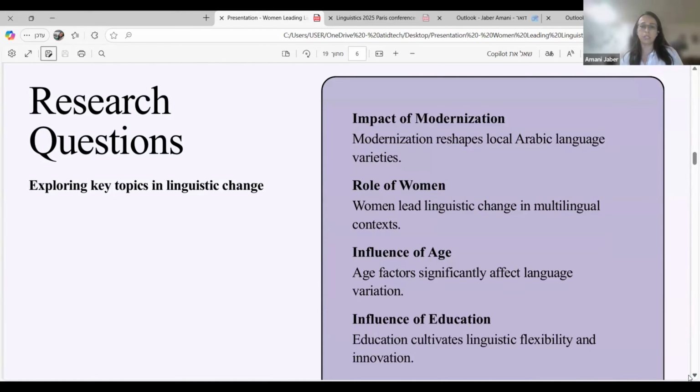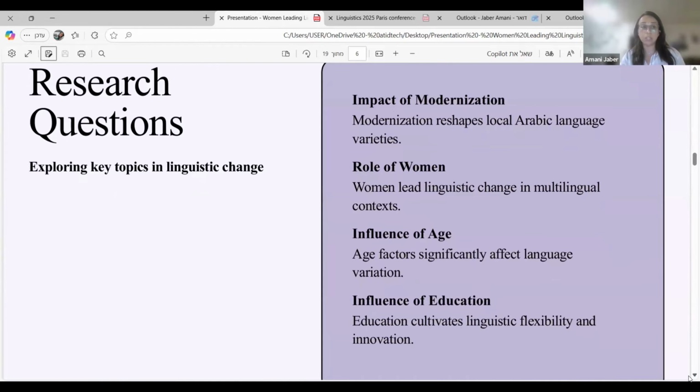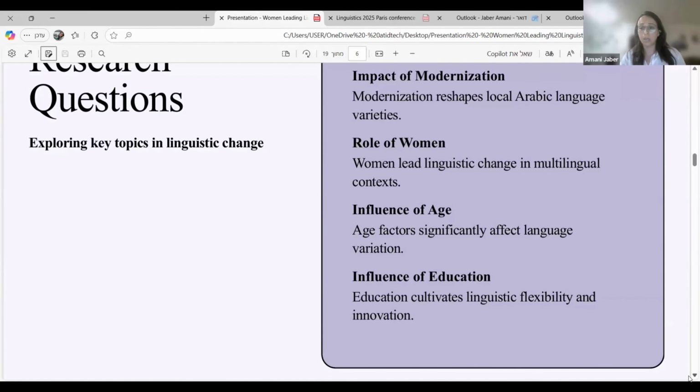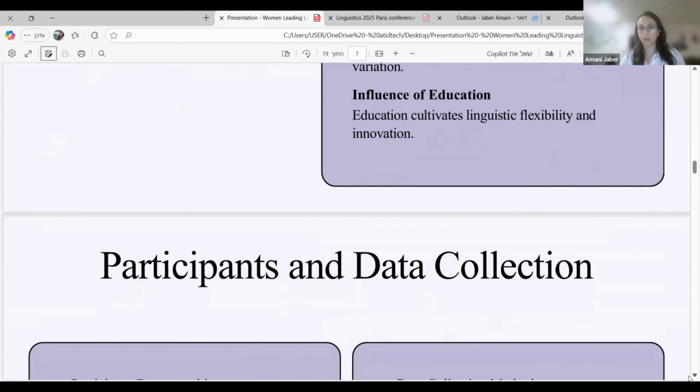I also looked into the influence of age, how age affects language use, and the educational background of these women, whether they were more educated or less educated. This has to do with the linguistic change that they were practicing or carrying out within their daily interactions.